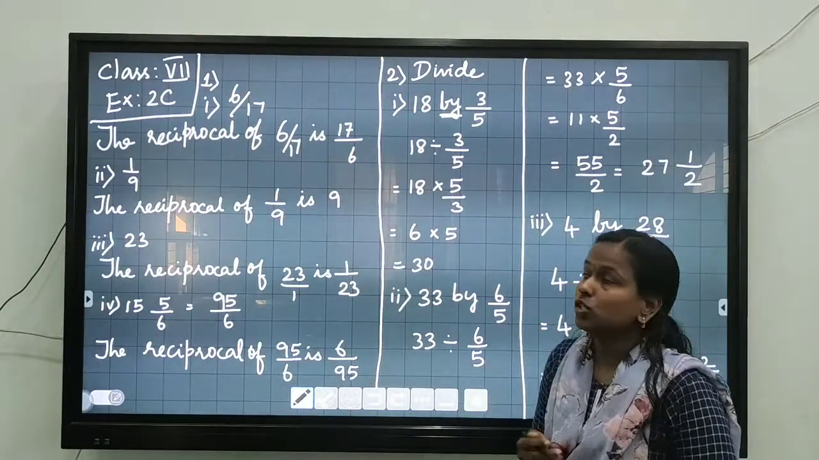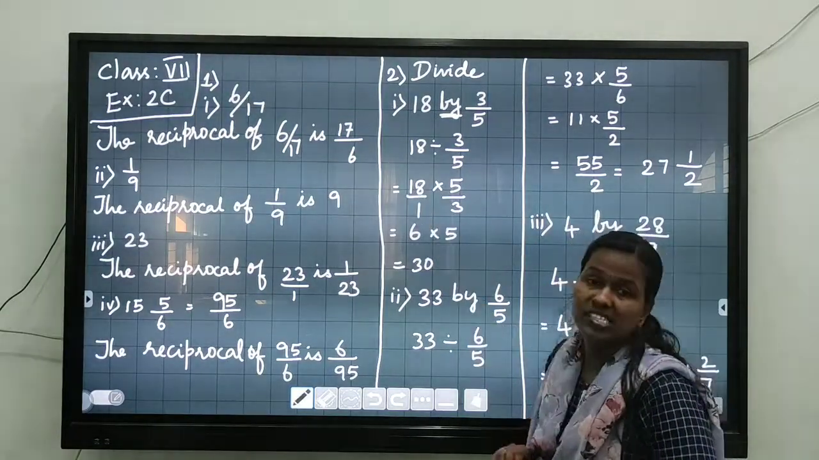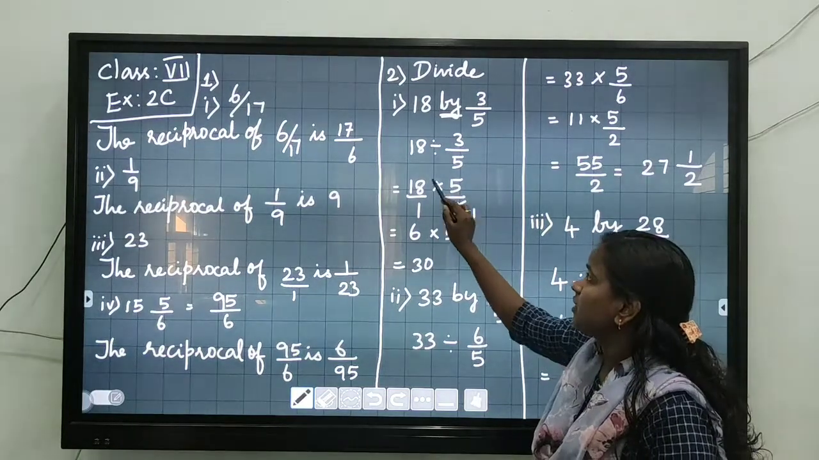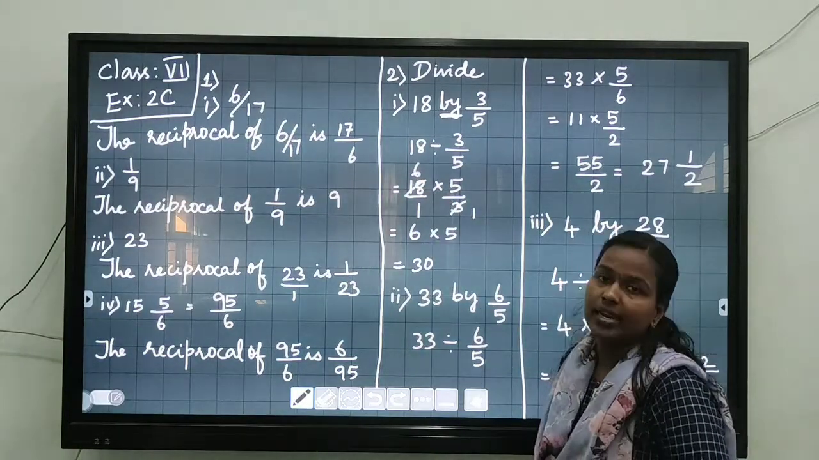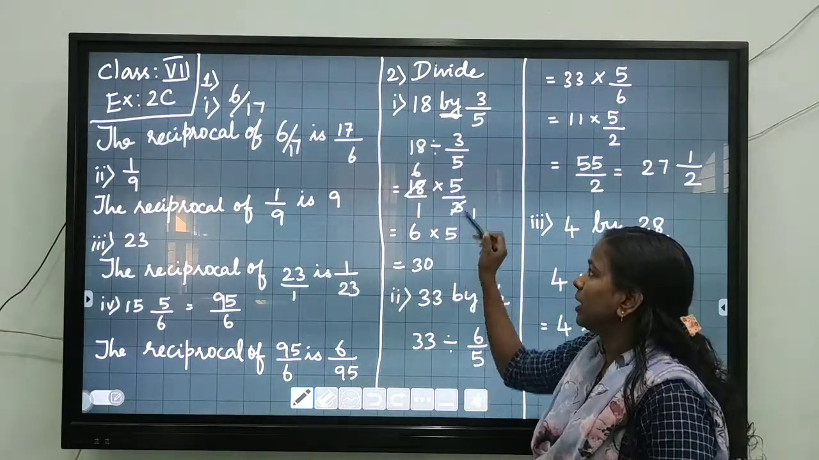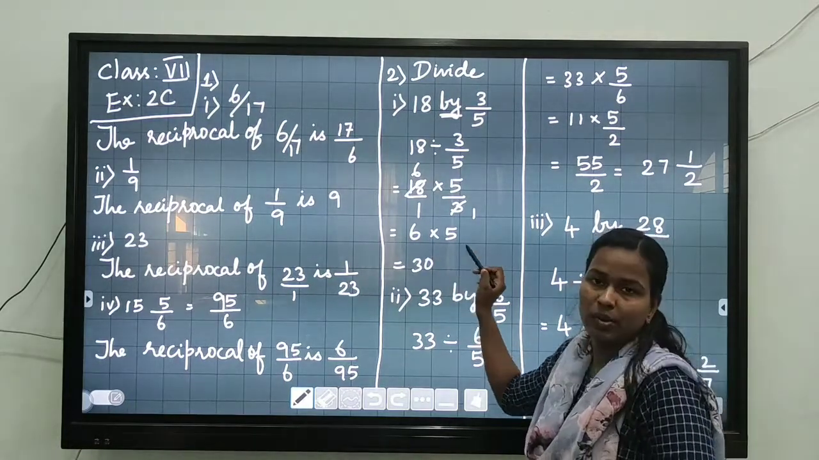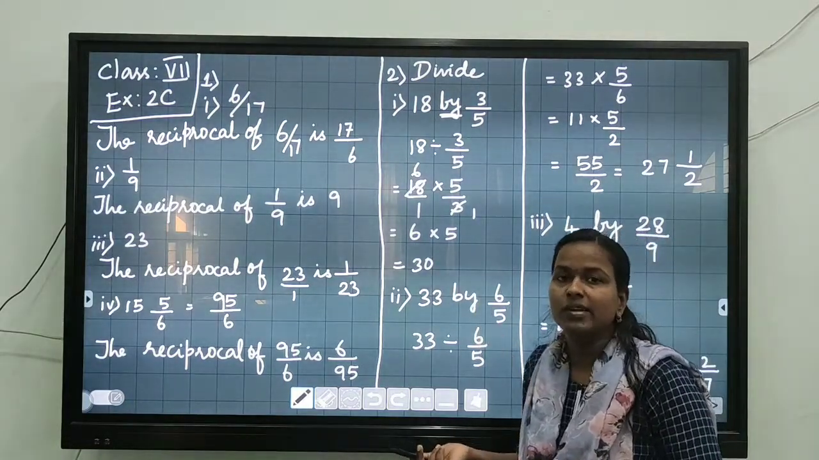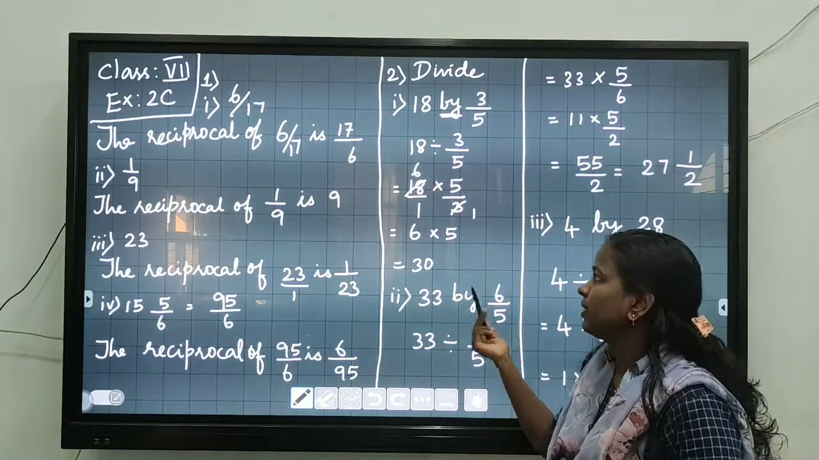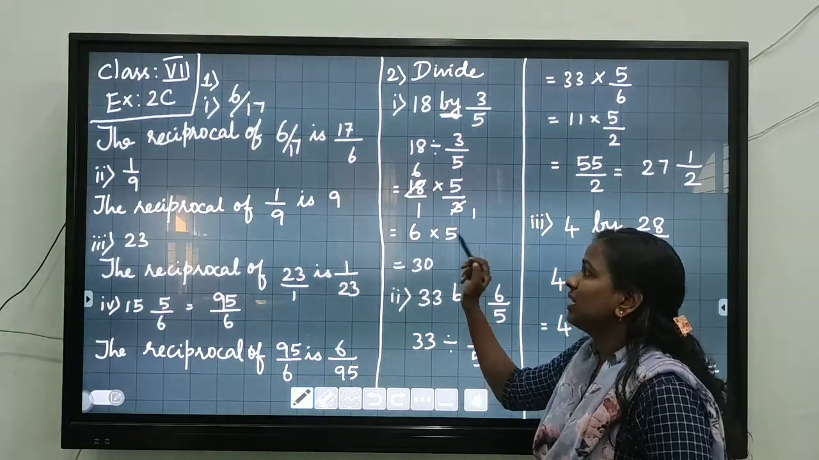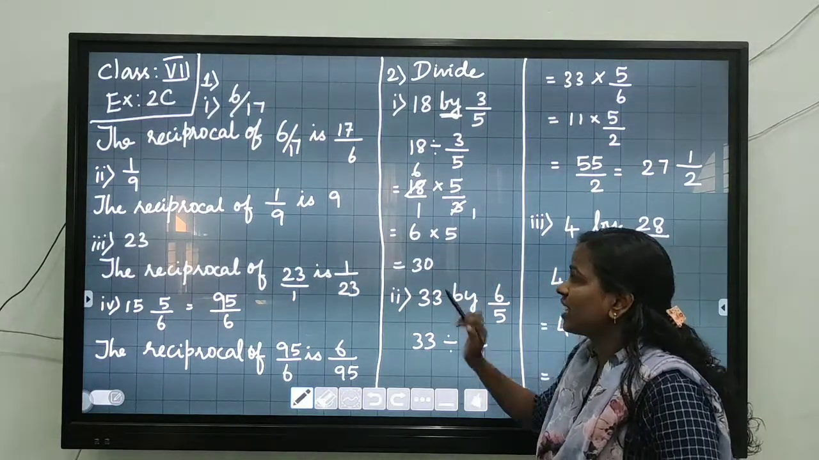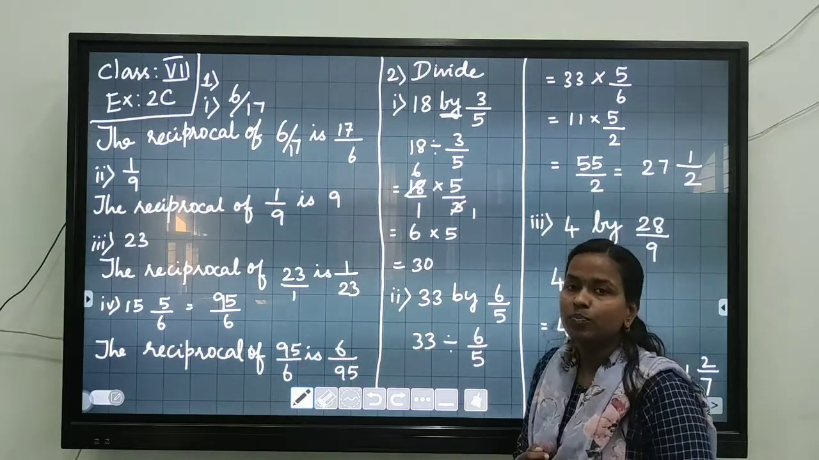Now you can cancel here, nothing is there, so the denominator is 1. So 1 3 is 3, 6 3s are 18. So what is remaining? 6 multiplied by 5 divided by 1 multiplied by 1 will come. A denominator of 1 doesn't have any value, so simply I am writing only 6 multiplied by 5. 6 5s are 30. So our answer is 30.